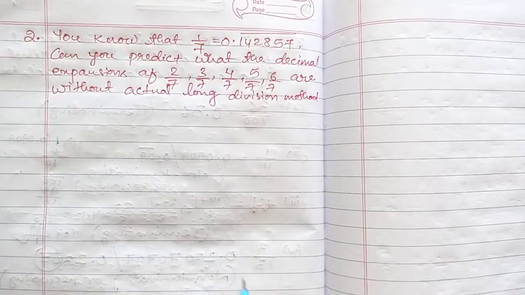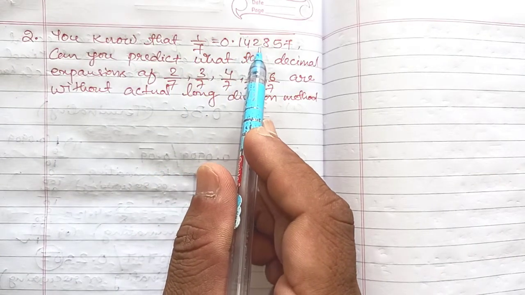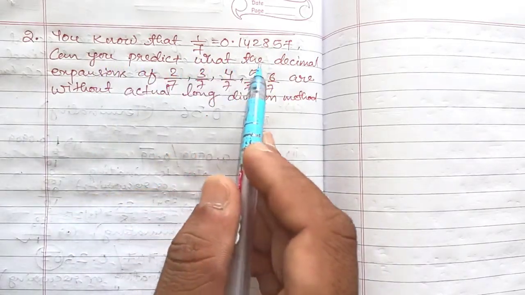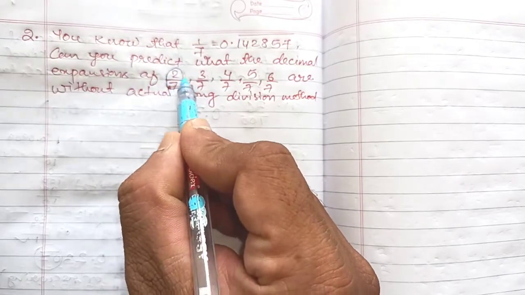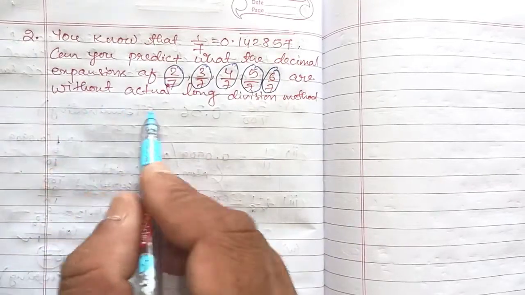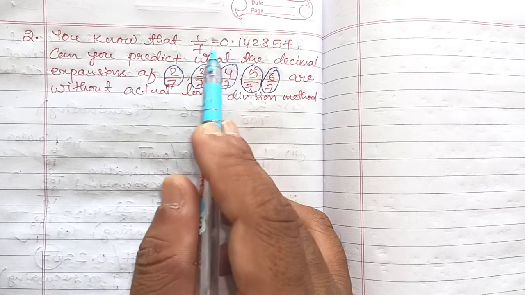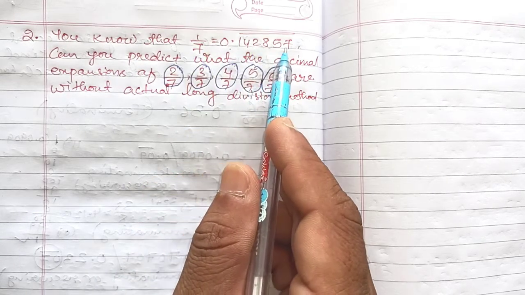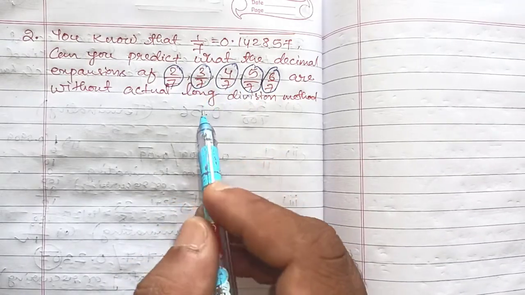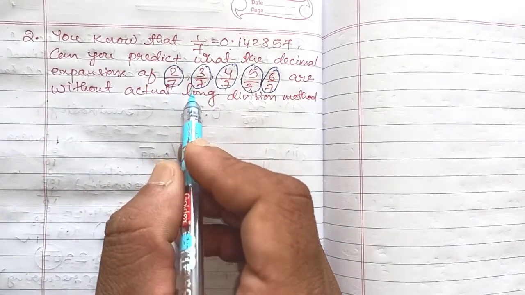Question number 2. In question number 2 it is given, you know that 1 by 7 equals 0.142857 bar. The value of 1 by 7 is this much. Can you predict what the decimal expansions of 2 by 7, 3 by 7, 4 by 7, 5 by 7 and 6 by 7 are without actual long division method? By dividing they have given you the value of 1 by 7, that is 0.142857. Now we have to find out the values of these five fractions without actual dividing.